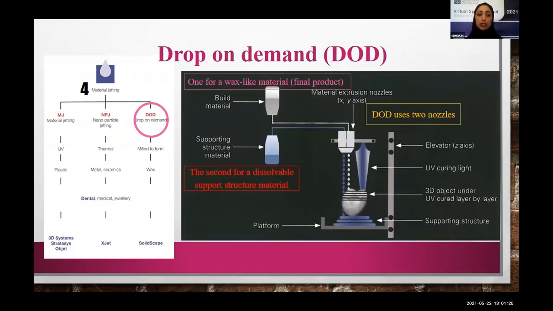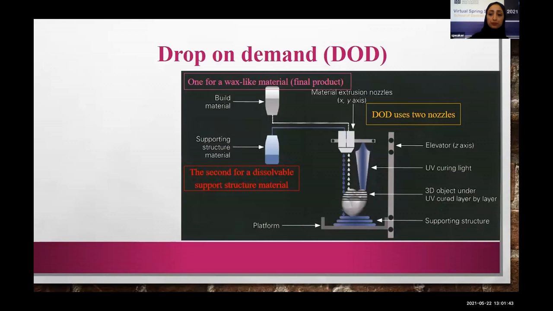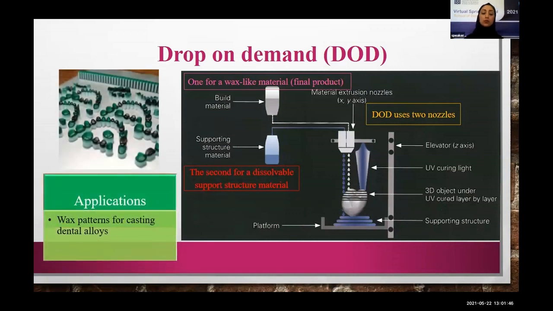Drop on demand, or DOD, is another kind of material jetting. It uses two nozzles, one for waxed material and the other for the solvent supporting structure material. After printing is finished, the supporting structure is removed, leaving the waxed material as the final product. It is useful for fabricating wax patterns for casting dental alloys.